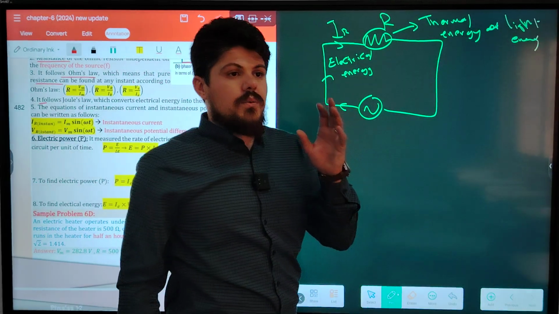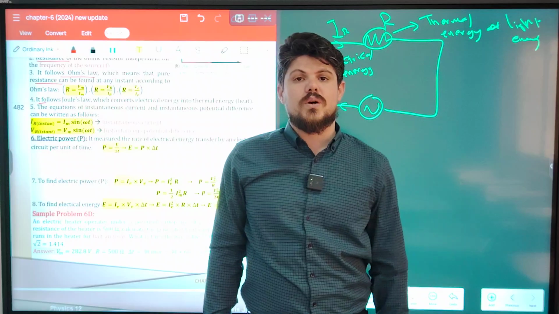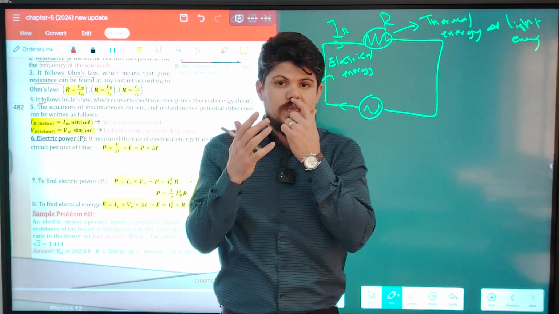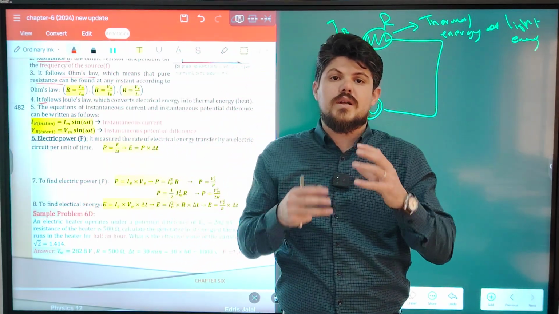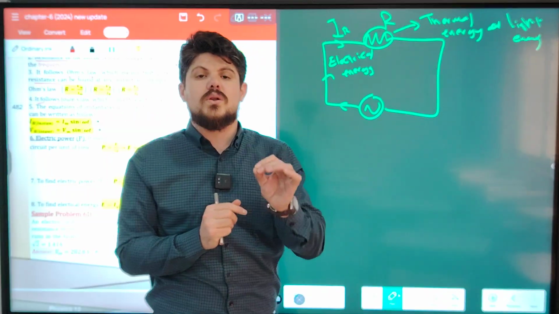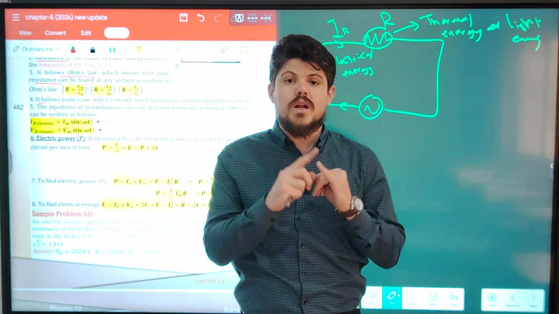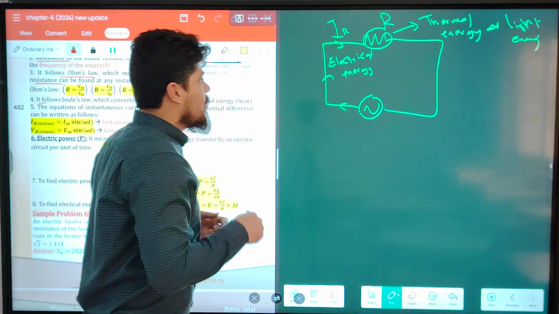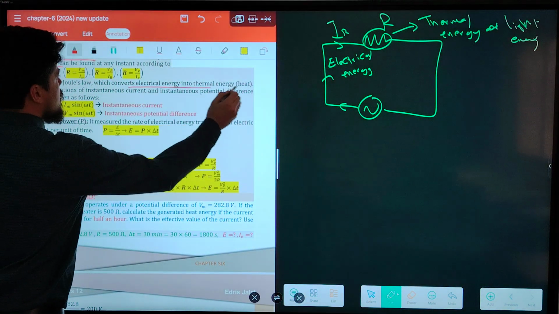In a pure resistance AC circuit, the electrical energy is converted into what? Thermal energy and light energy, like a light bulb. A light bulb is a resistance, okay? The light bulb converts electrical energy into thermal energy and light energy. So it follows Joule's law. Guys, be careful: energy will dissipate in the resistance when the current passes through the resistance, converting electrical energy into thermal energy.